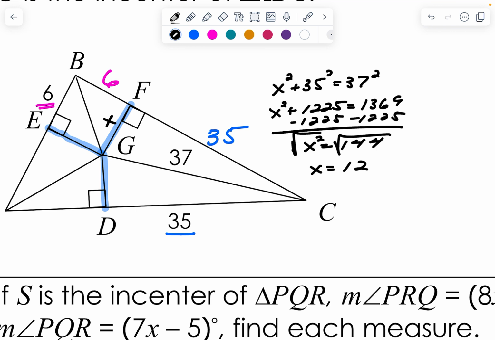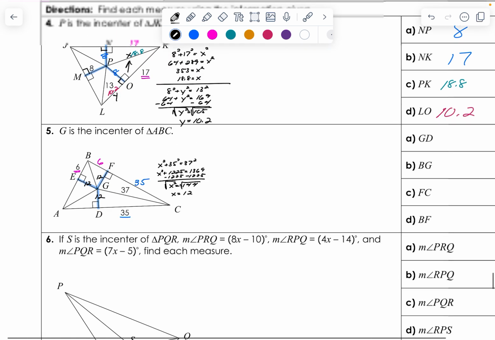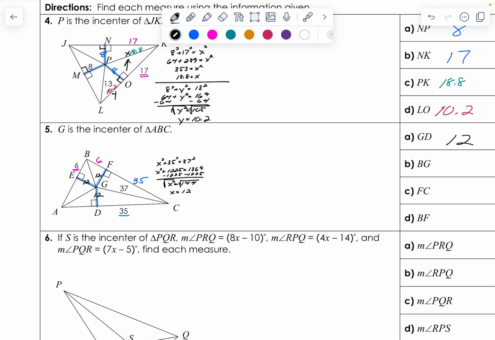So here, this is 12, this is 12, this is 12. Let's see what we have over here to fill in now that we've done some work. GD, okay, we just figured that out. That's 12. BG, we don't know that. FC, we found that. And BF, we found that. So we just have one more thing to find. BG.